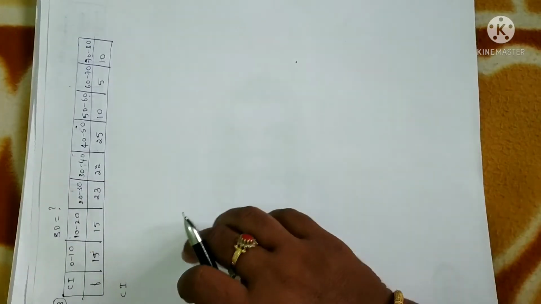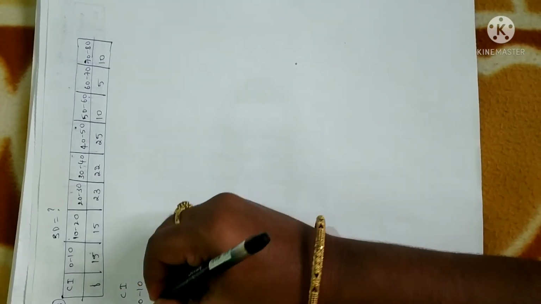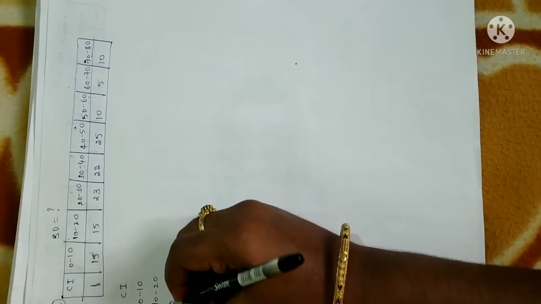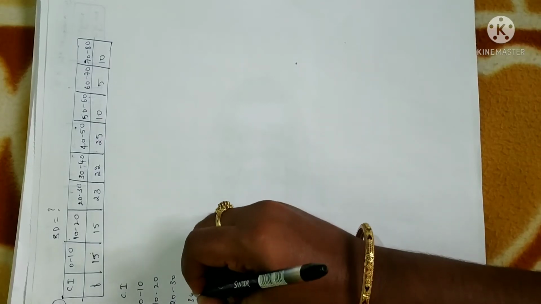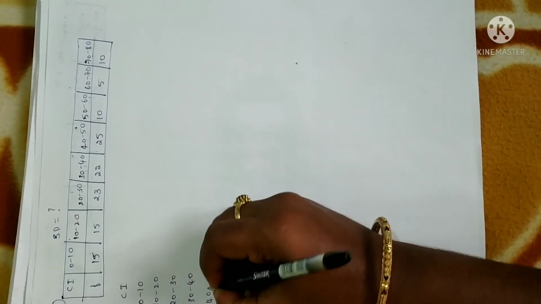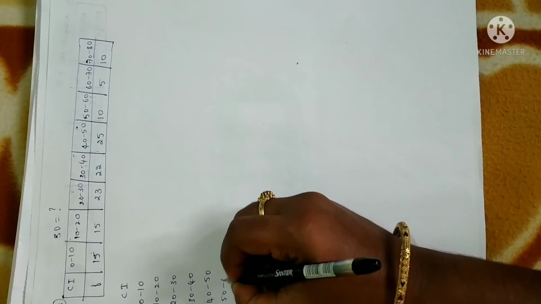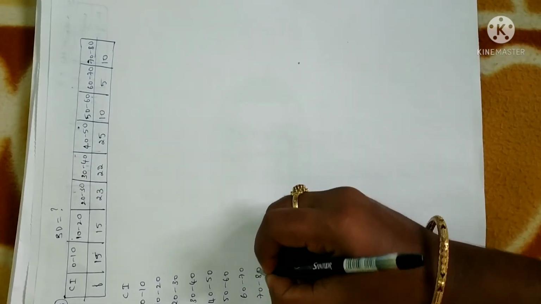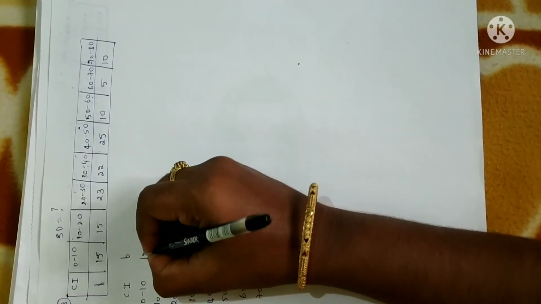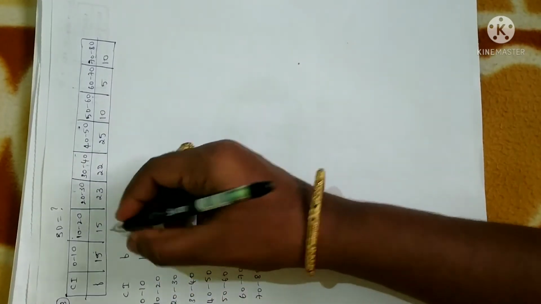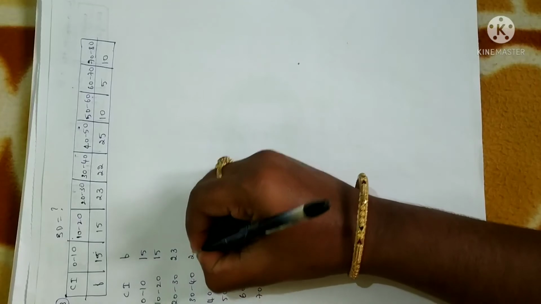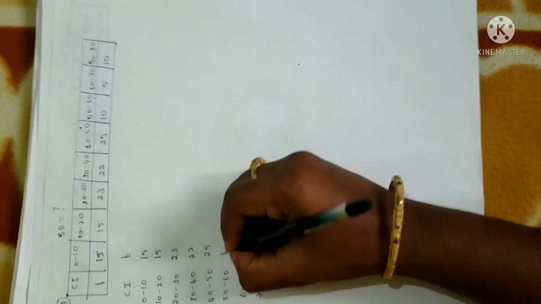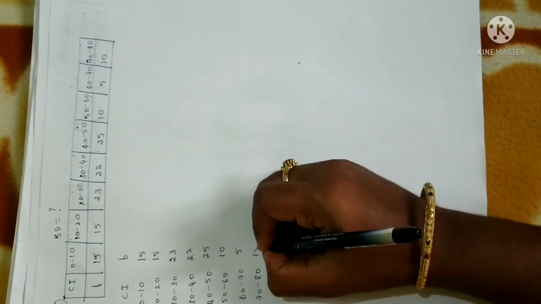The class intervals are 0 to 10, 10 to 20, 20 to 30, 30 to 40, 40 to 50, 50 to 60, 60 to 70, 70 to 80. Next, the frequencies are given to us: 15, 15 again, a repeated frequency, then 23, 22, 25, 10, 5, 10. Next, we have to calculate the standard deviation.